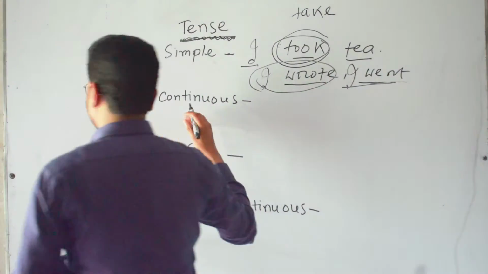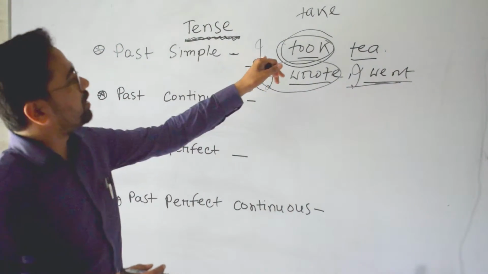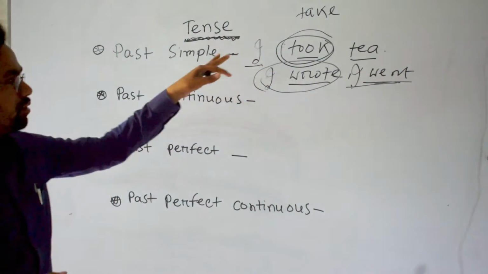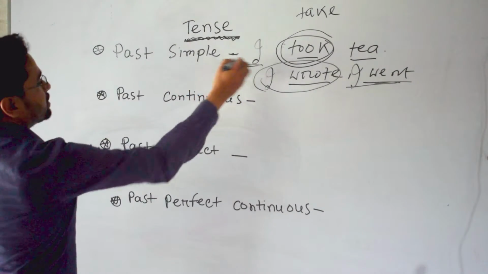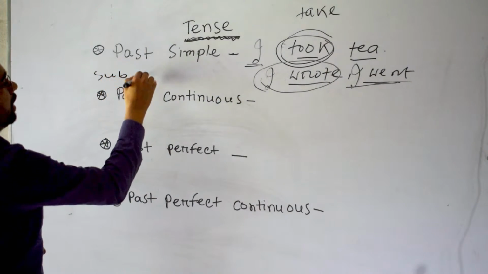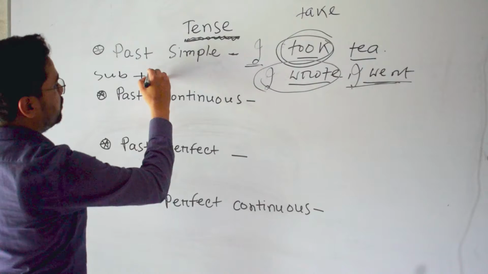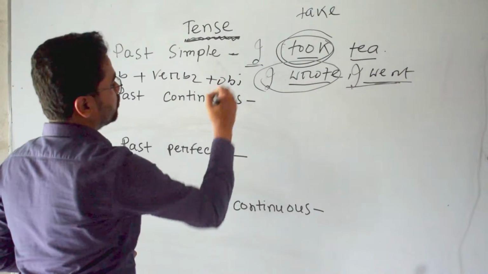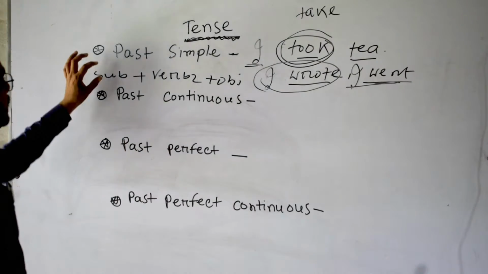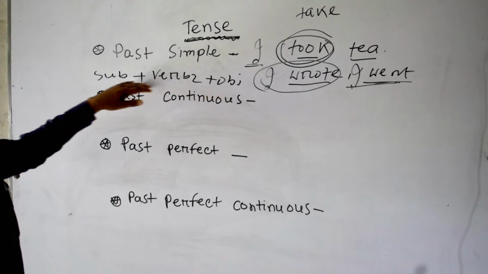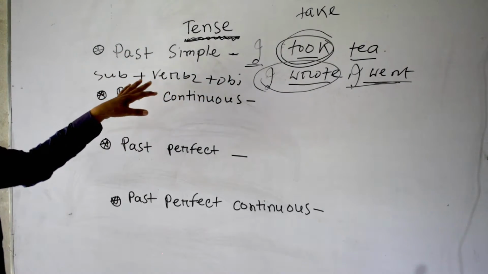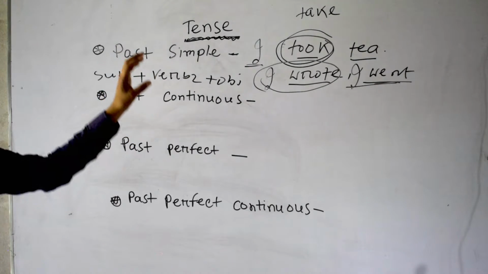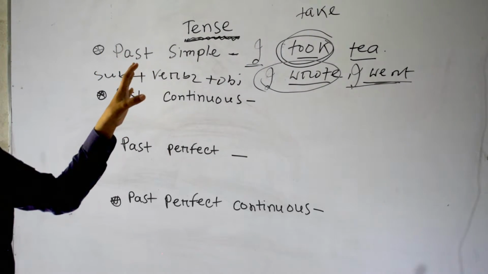I want to make a structure regarding the example I have shown on the board. That is, I have written a subject and also a verb in past form and also an object. These things together make the structure of past simple tense.